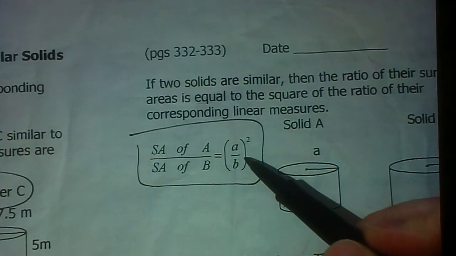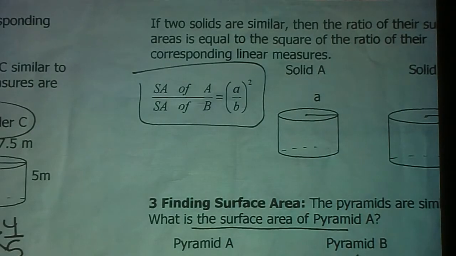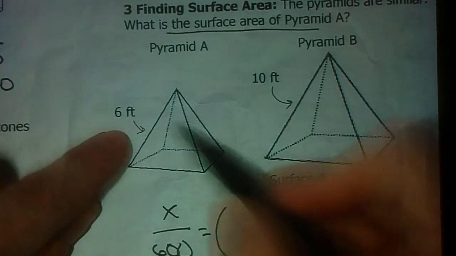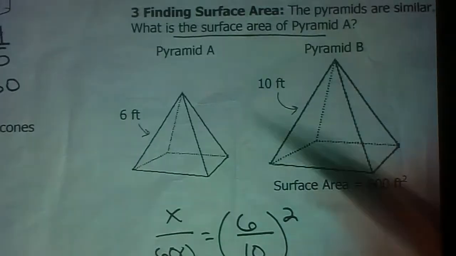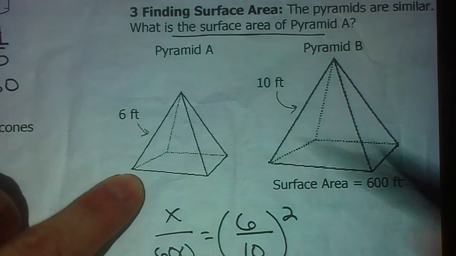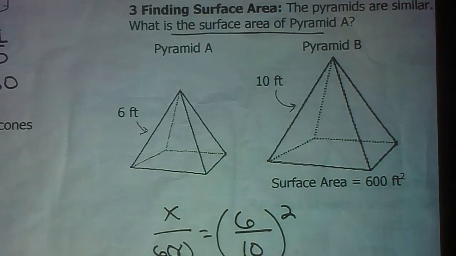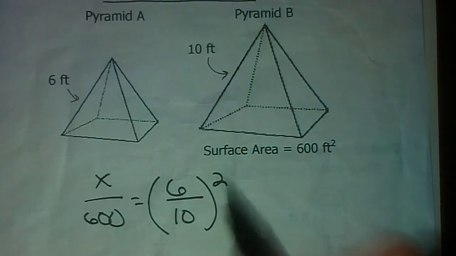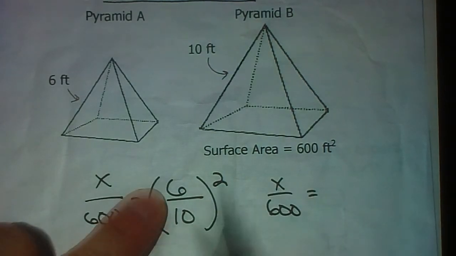Up here it says that's equal to the quantity of A over B squared. That quantity of just is a fancy way to say there's parentheses there. So that equals, I'm going to put some parentheses there, A over B squared. So again, the 6 and 10, they just came from those corresponding linear measures. So here are the surface areas, here are the corresponding linear measures. Since we're dealing with area, that's why we need to square it. So before we start solving this guy, we need to get rid of this exponent here. So the x over 600 is good. Over here, I need to square the 6 and square the 10.